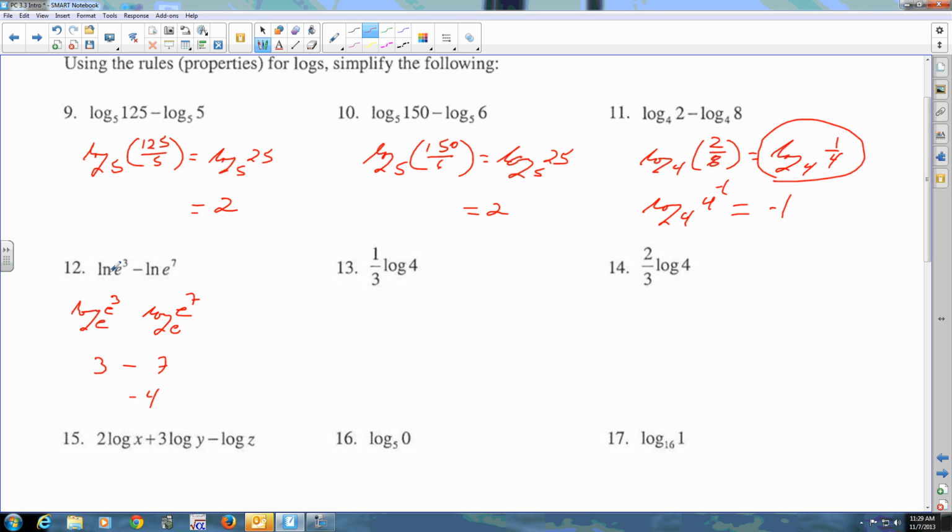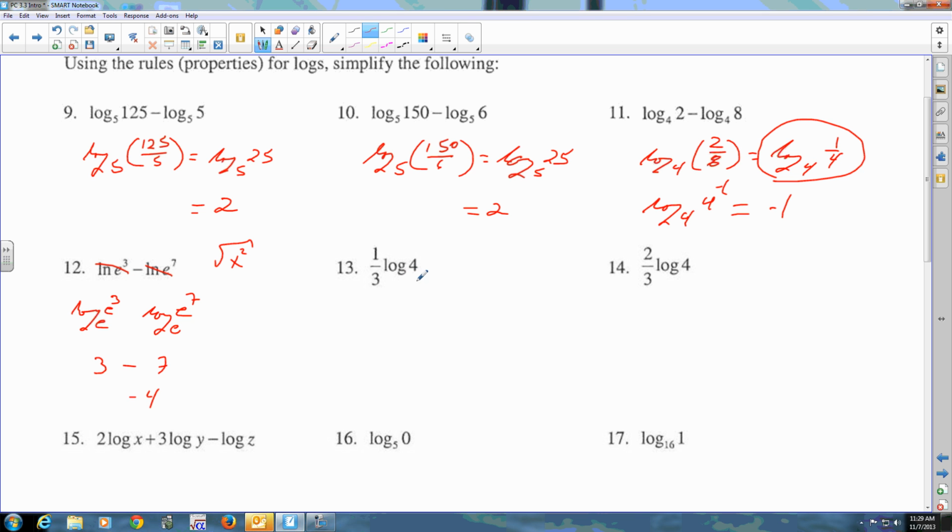So another way to say this is when you have the ln of e, it cancels out. And so you have 3 minus 7. It's kind of like saying the square root of x squared. A square root undoes a square. An ln undoes an e. Okay?